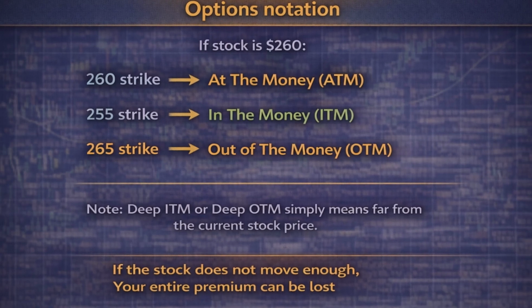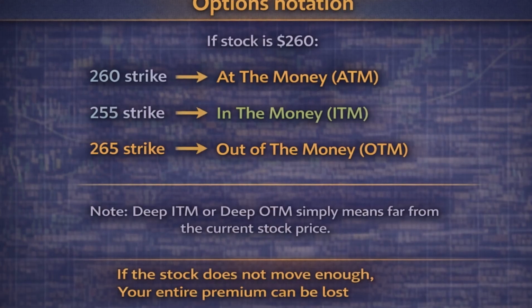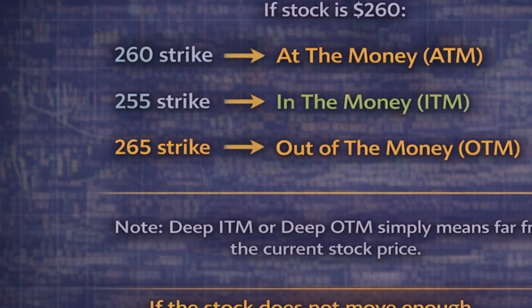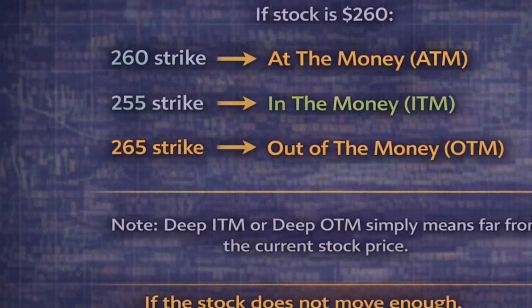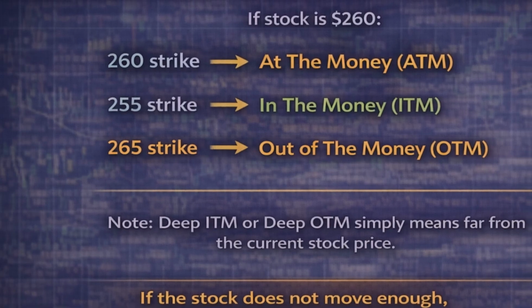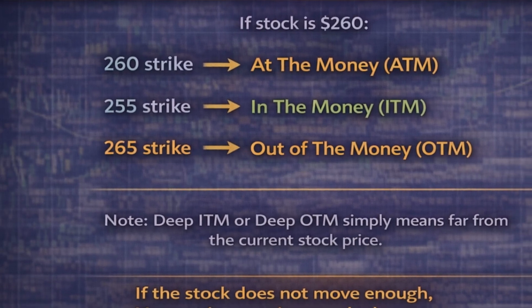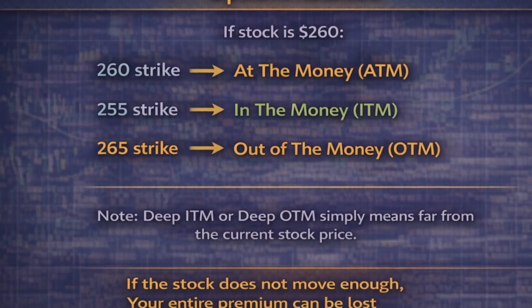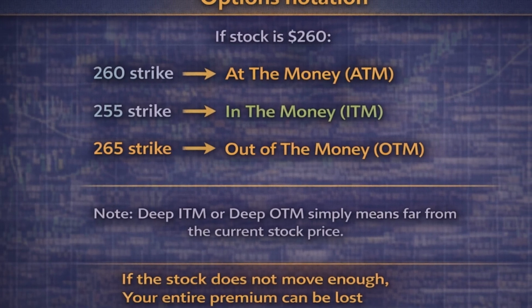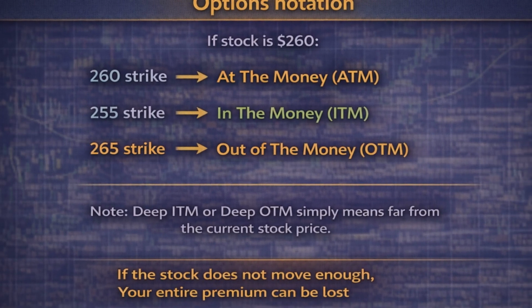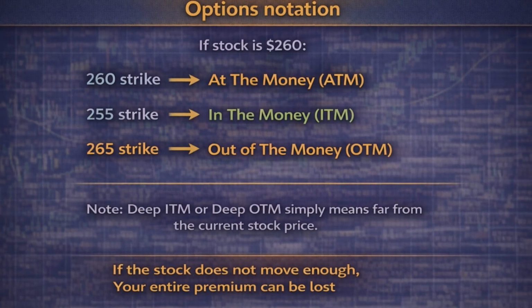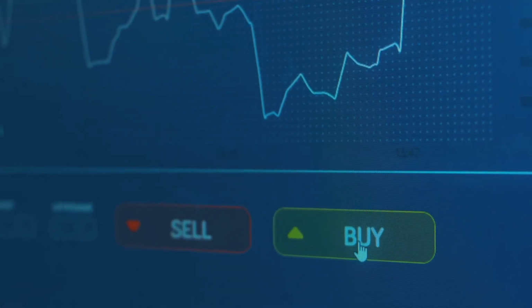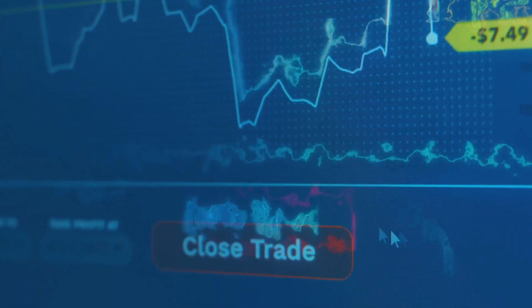Understanding strike types. Using our Apple example, if stock is at $260, the 260 strike is at the money, ATM. 255 strike and below are in the money, ITM. 265 strike and higher are out of the money, OTM. Deep ITM or deep OTM simply means far from the current stock price. We'll go deeper into this in the options chain lesson.